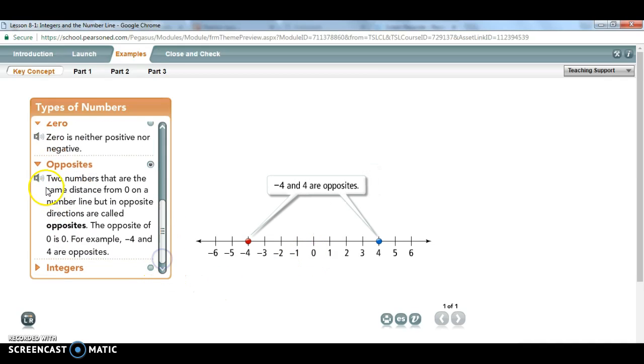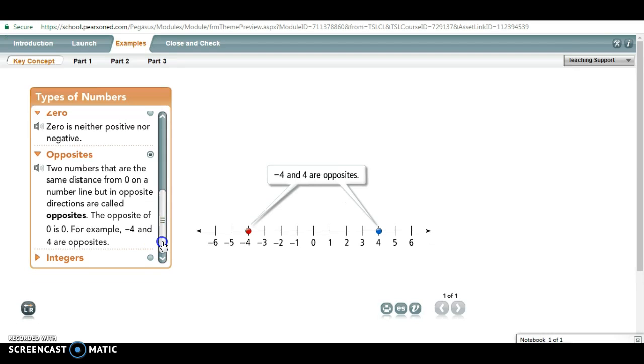Opposites. Two numbers that are the same distance from 0 on a number line but in opposite directions are called opposites. The opposite of 0 is 0. For example, -4 and 4 are opposites. This is like looking in a mirror. Your mirrored image is going to be going in the opposite direction. So if you go to the right 3 steps, the opposite of going to the right 3 steps is going to the left 3 steps.